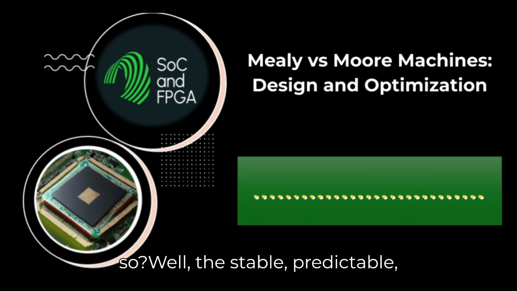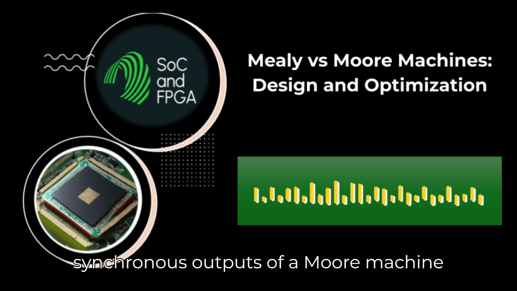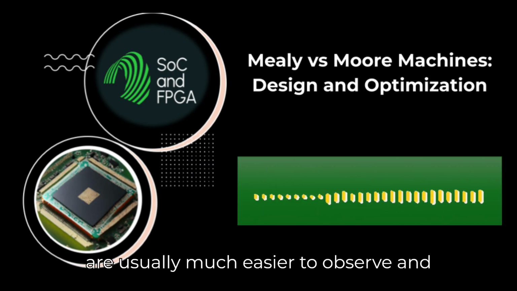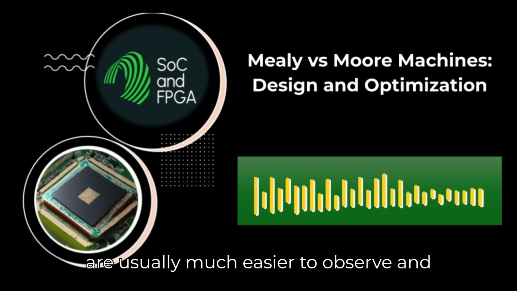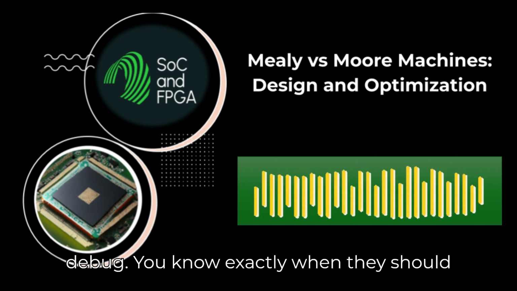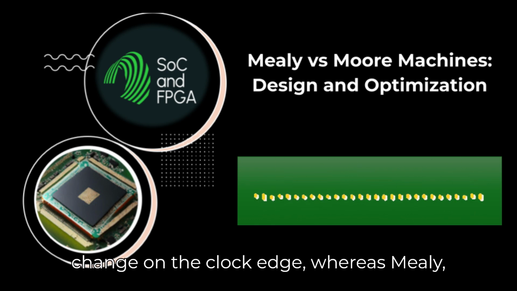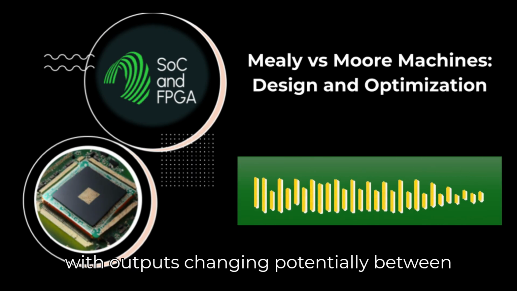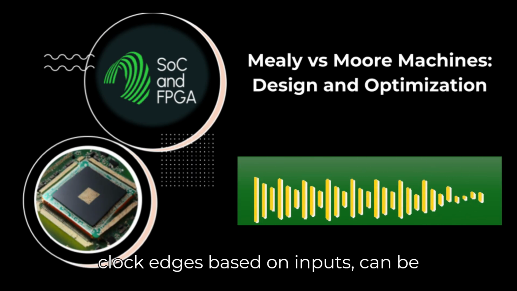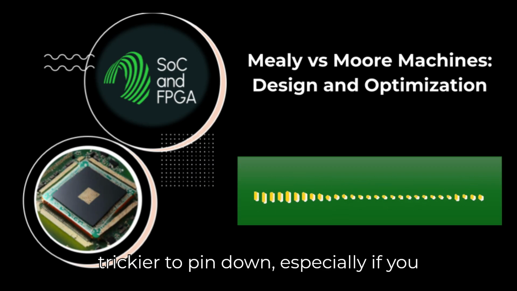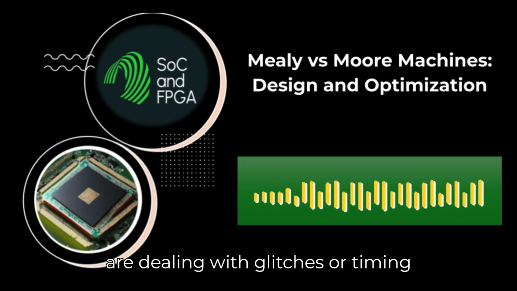How so? Well, the stable, predictable, synchronous outputs of a Moore machine are usually much easier to observe and debug. You know exactly when they should change on the clock edge. Whereas Mealy, with outputs changing potentially between clock edges based on inputs, can be trickier to pin down, especially if you are dealing with glitches or timing issues.